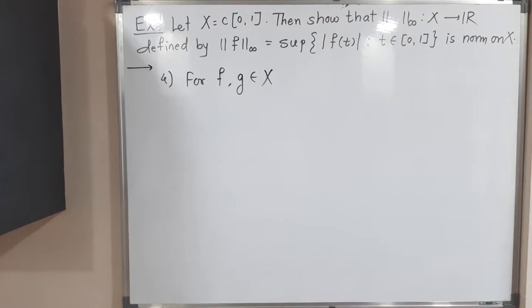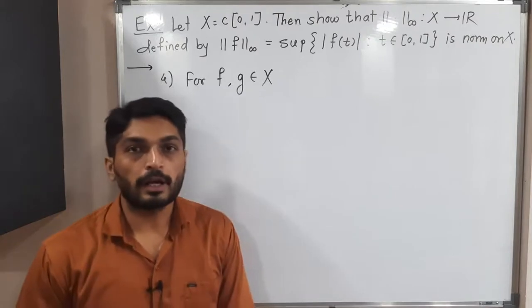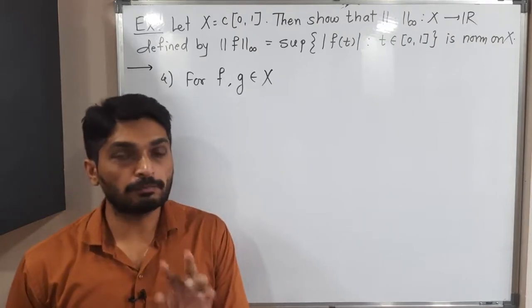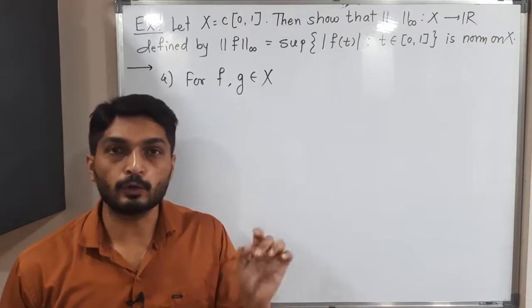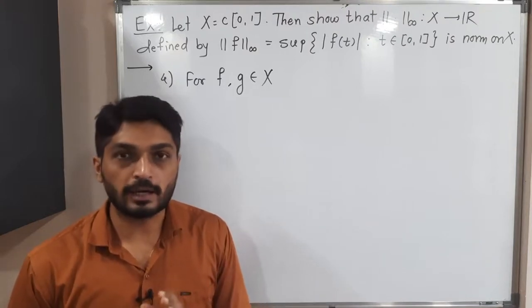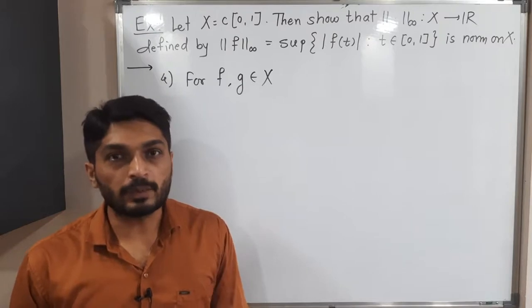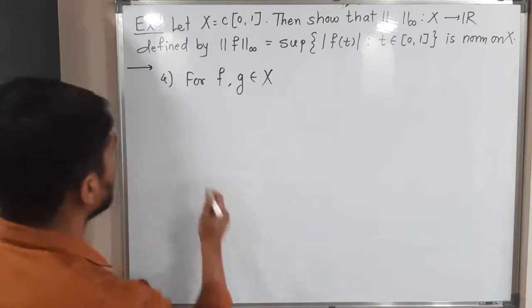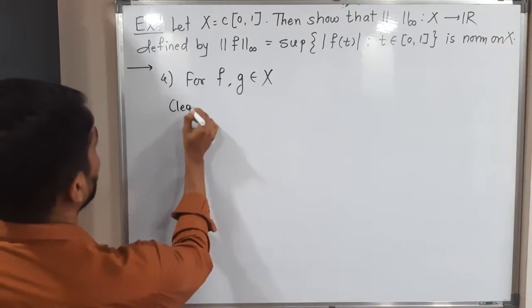See, now for the fourth condition, we require two elements. So I'm taking f and g belonging to X, okay? And we have to prove that norm of f plus g infinity is less than or equal to norm f infinity plus norm g infinity. That means triangle inequality. Let us start to prove. So we'll start with a very basic thing, which obviously we can write. Let me write clearly, okay?